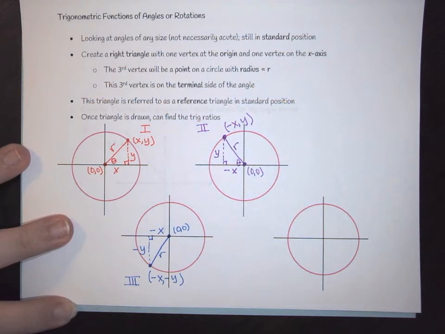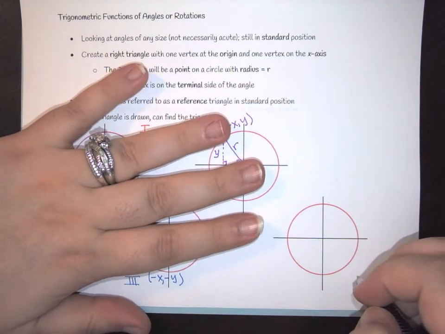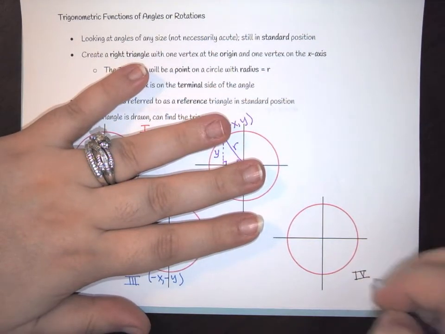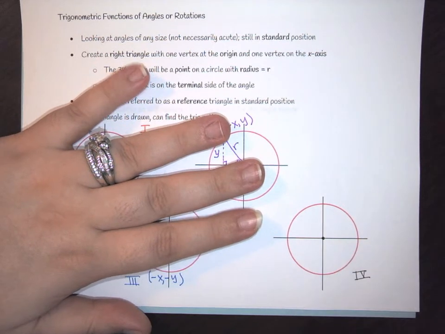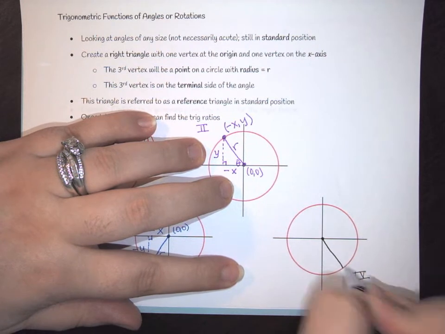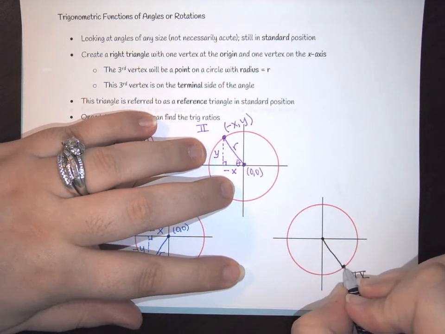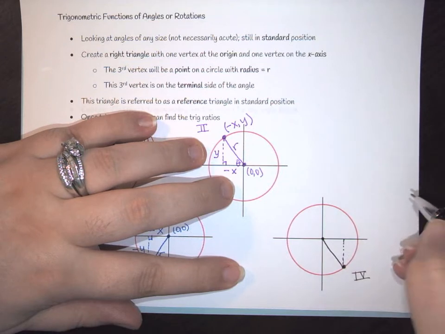Now the last one that we have is the fourth quadrant. So that's going to be my fourth quadrant over here. Again, we're going to start at the origin, 0, 0. And in this case, we're going to draw our line. We're going to come straight out, just like we've done with the other three. You're going to drop your dotted line to the x-axis.